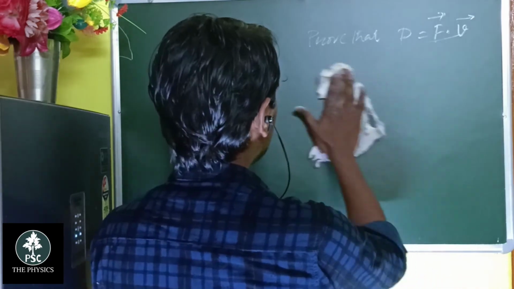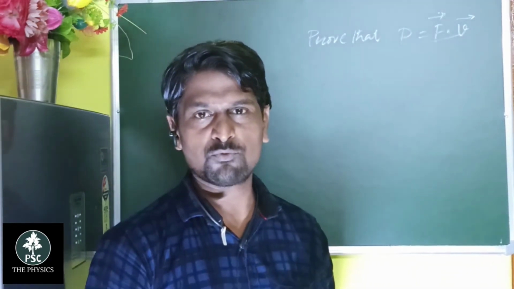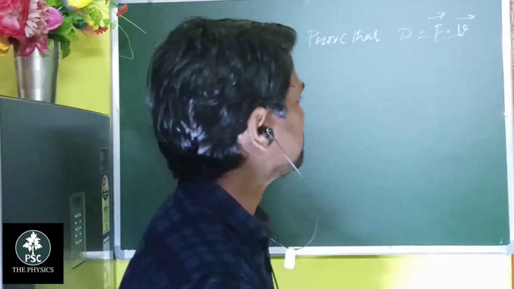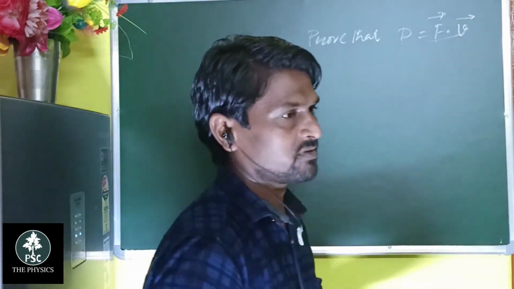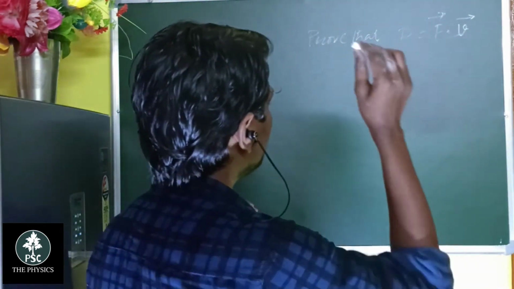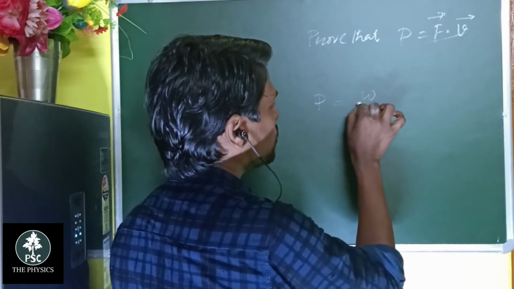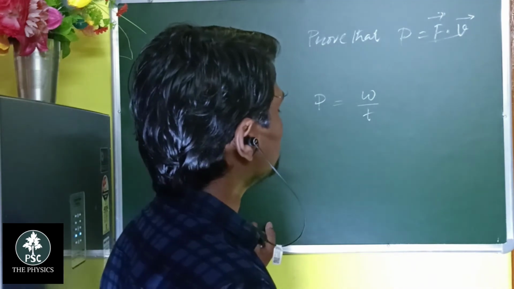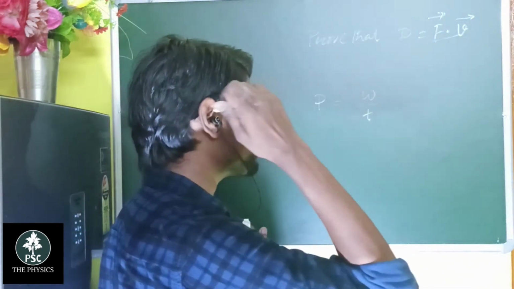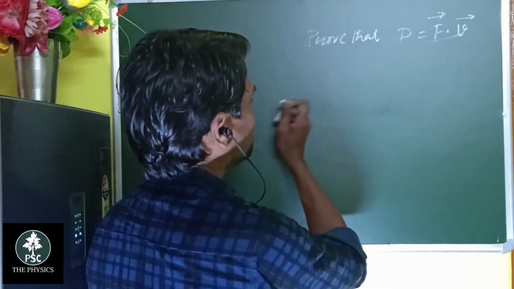Power is equal to the dot product of force and velocity. So power equals force dot velocity. Power spent by a person is equal to work done by time. So if a person is doing work W in time t, then we can say that is the power spent by the person.